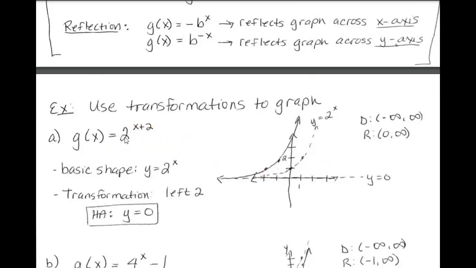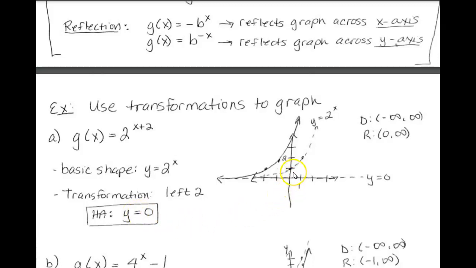So g of x equals 2 to the power x plus 2. So this would be based on the basic shape of just 2 to the x. The transformation, since I'm adding inside the exponent, is going to move my graph left 2. And since there is not a vertical shift, the horizontal asymptote is going to stay at y equals 0.